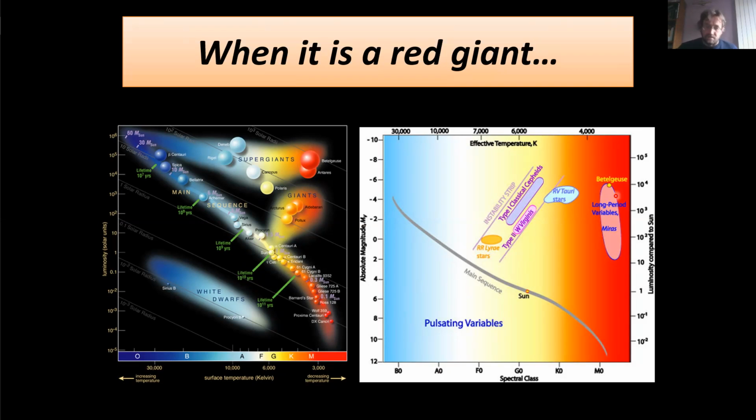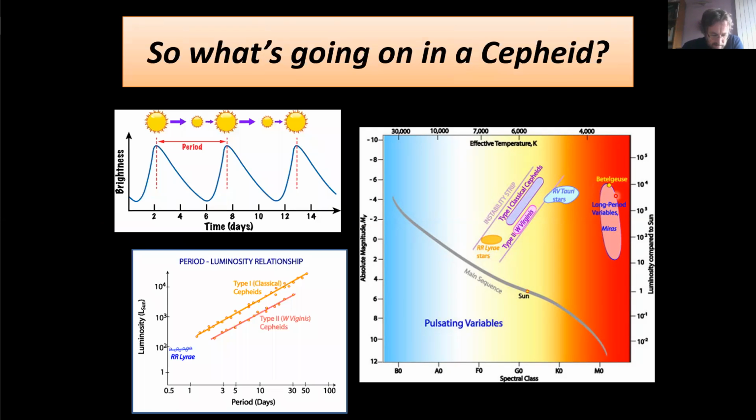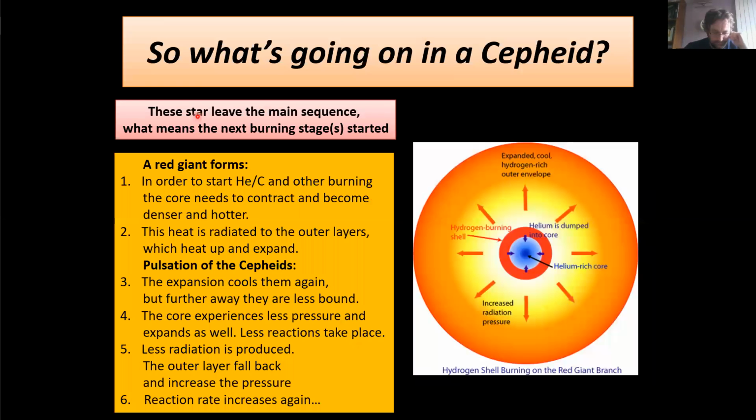So Betelgeuse has a relatively long variability. Of course, it's very big, it's very luminous. Okay, so if you remember the Cepheid variables, where the period was going on, we had this star becoming bigger and very luminous, and becoming smaller and less luminous. And this was going on periodically. Now we can understand what's going on.